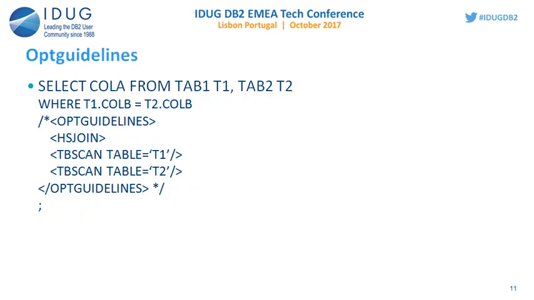The way you do it is you put it in as a comment as the last thing in your statement, at the very end, right before the semicolon. It's formatted as XML. The node is opt guidelines, and in this case, I'm joining tables T1 and T2, and I want DB2 to just do a hash join. With the hash join, I tell it which is the left table, which is the right-hand table, whether to use an index or not, or leave that up to DB2. Or in this case, I'm telling DB2 to just do the table scan for both of them.